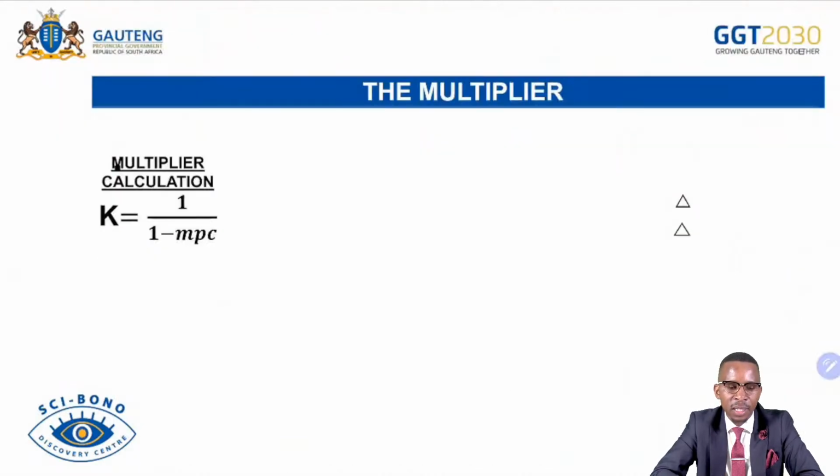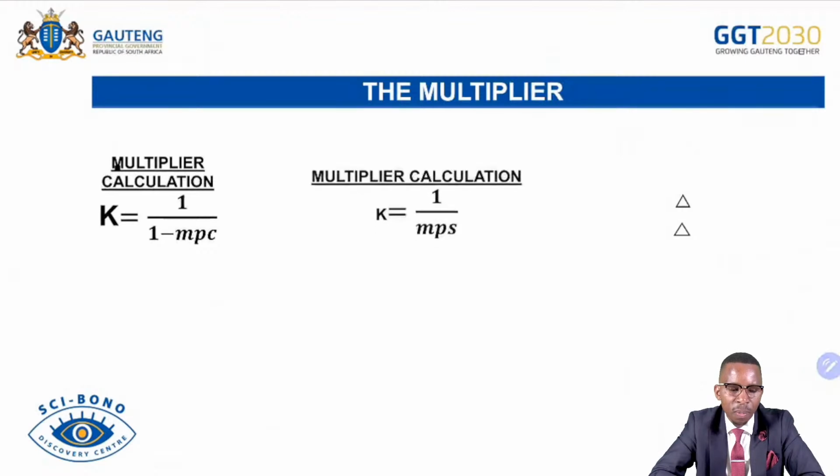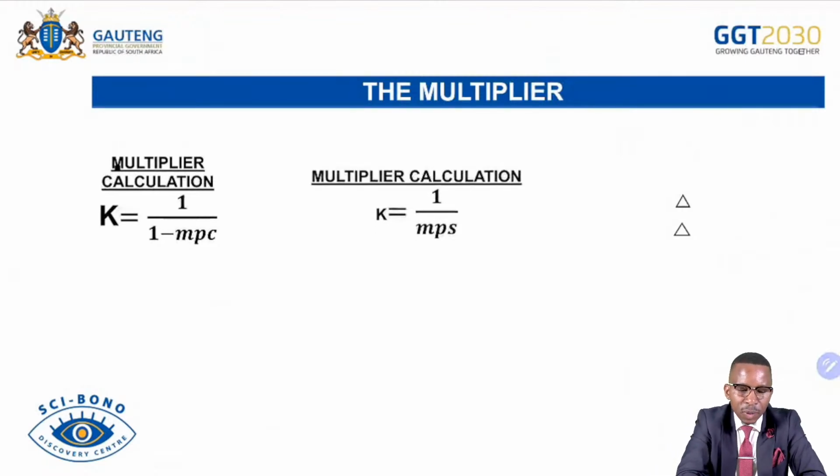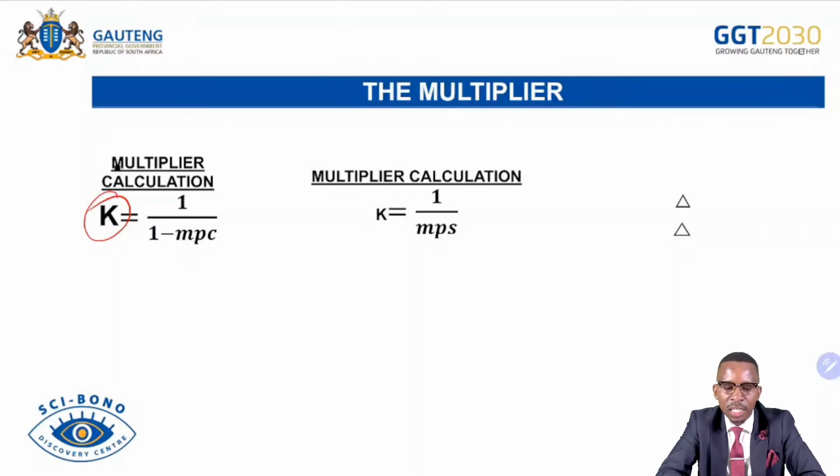And then here is the multiplier being calculated now. First, the multiplier is indicated by K. We say K equals, this is formula number 1, 1 over 1 minus MPC. The second one is 1 over 1 minus MPC is the same as 1 over MPS. So we simply divide 1 by MPS: K equals 1 over MPS.